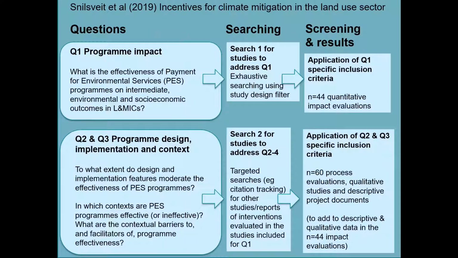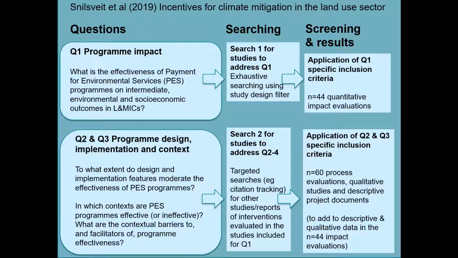So you can see from here, there are some ideas around searching that you could look into, and the different kinds of questions that might be asked in this mixed method approach. So there at the top, question 1, a question very much about impact of the payment for environmental services intervention. But then questions 2 and 3 are more about design, implementation, and context. So some ideas about moderation, how design and implementation features moderate effectiveness, and then also about the context and how that might influence things.